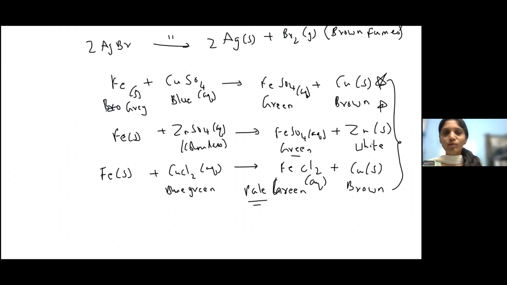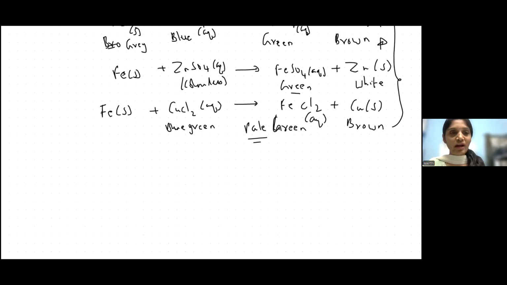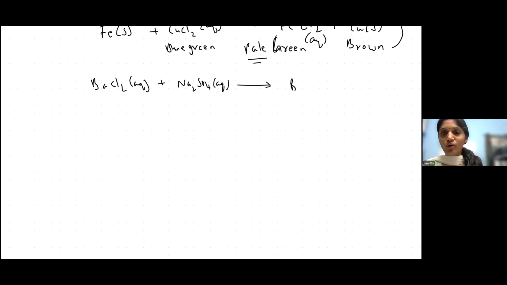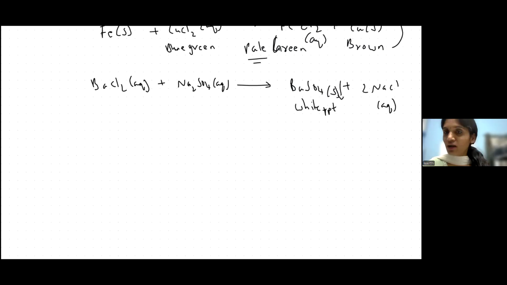Now, when I go for the double displacement reaction, I have barium chloride, which is aqueous, and I also have sodium sulfate, which is also aqueous. In a double displacement reaction, there will be interchanging of the ions. When the ions get interchanged, I get barium sulfate plus 2 NaCl. 2 NaCl will be aqueous because sodium chloride is a soluble salt. Barium sulfate is a solid, and it settles down in the form of a white PPT. This is one double displacement reaction where you have interchanging of ions and PPT formation.